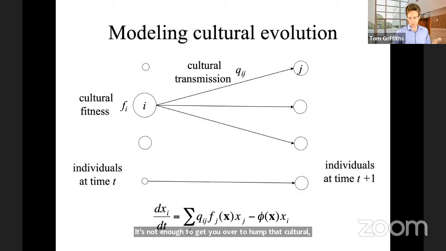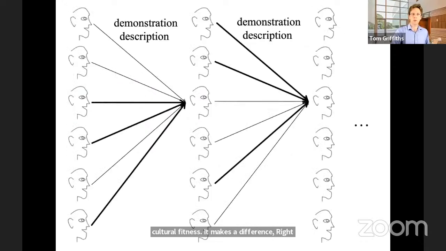Okay, so what can we do? Well, if I go back to our sort of picture of cultural evolution, it's worth remembering that everything we've been talking about so far is just focused on this cultural transmission element. And if we add in some of the other stuff that's important for cultural evolution, such as cultural fitness, it makes a difference, right? So now what we do is it's the same experiment, exactly the same. This is the second condition of that experiment.